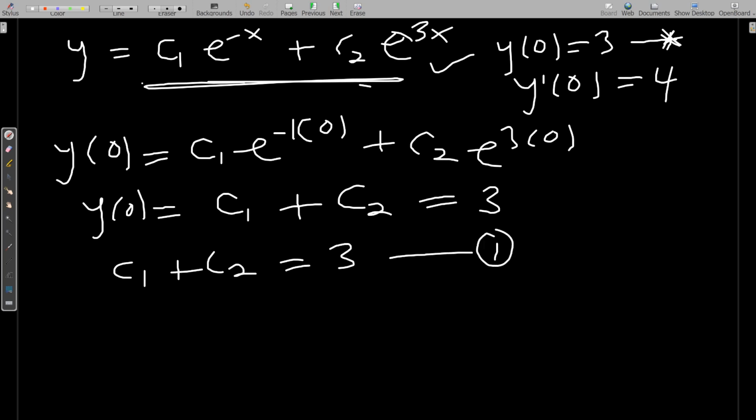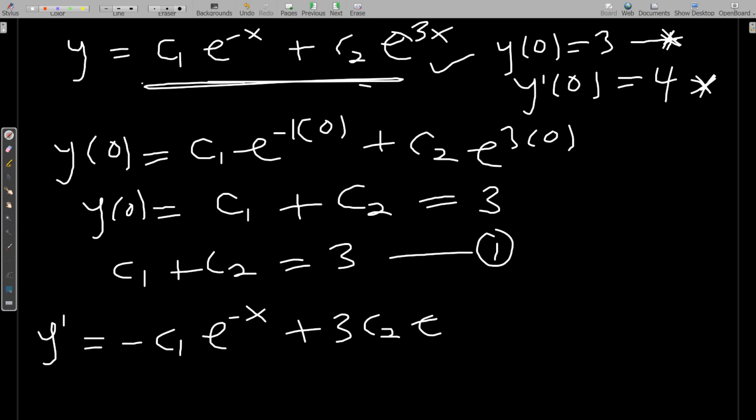Very simple. Now the second condition is saying that y prime of 0, so it means we need to find y prime from the general solution given. So y prime is simply equal to negative c1 e to the negative x, you know how to differentiate exponential functions, plus 3c2 e to the 3x. Now we are saying that y prime of 0 is equal to 4.